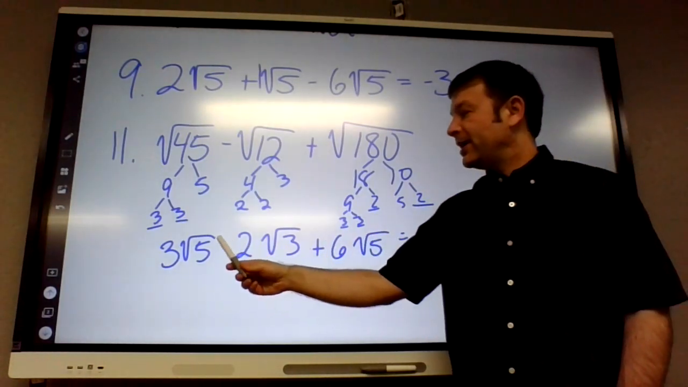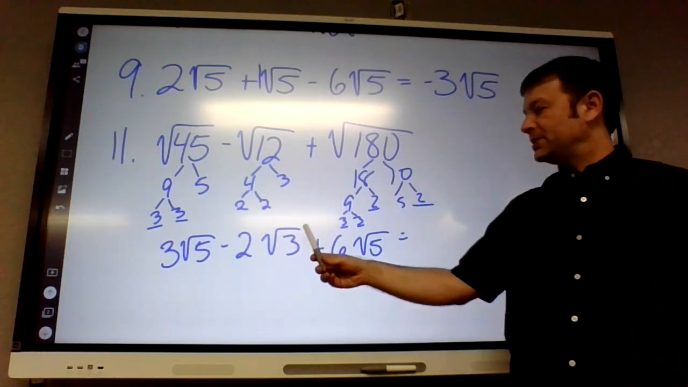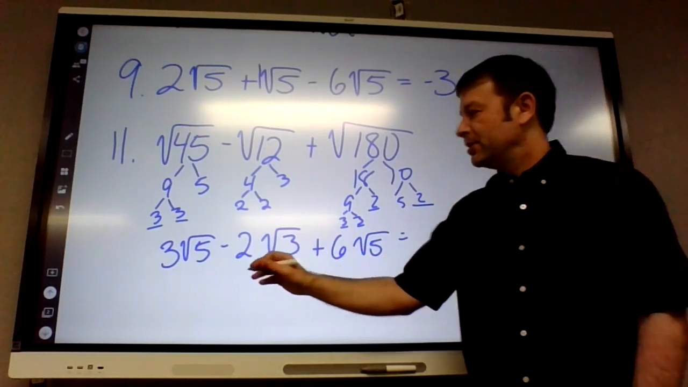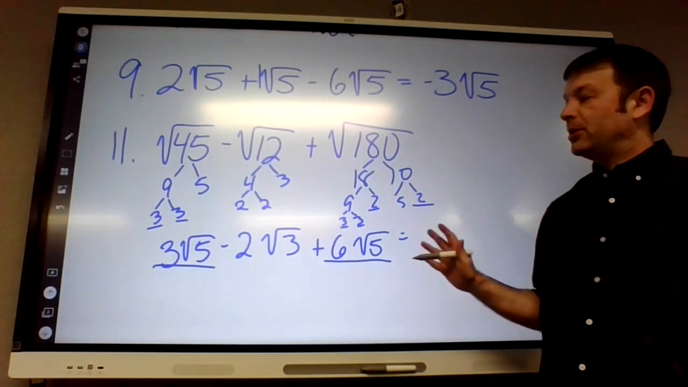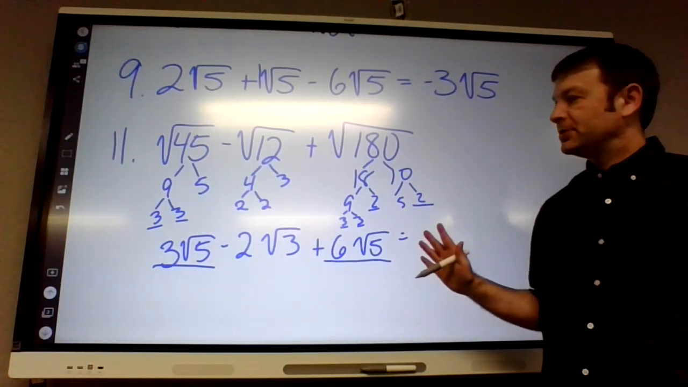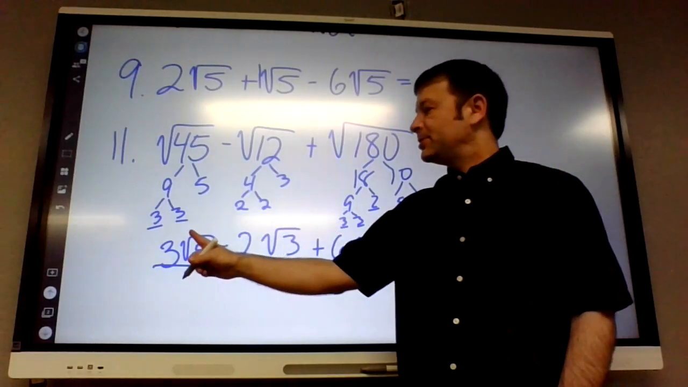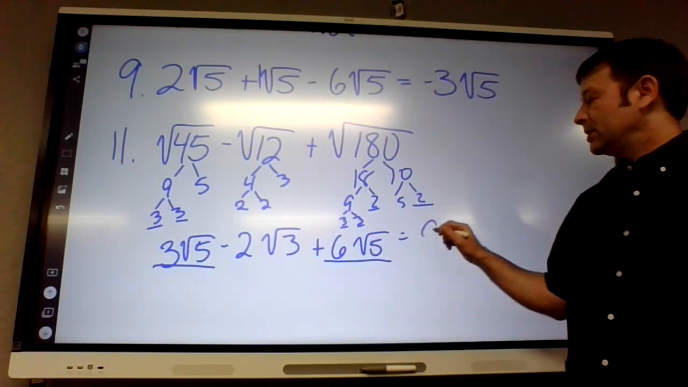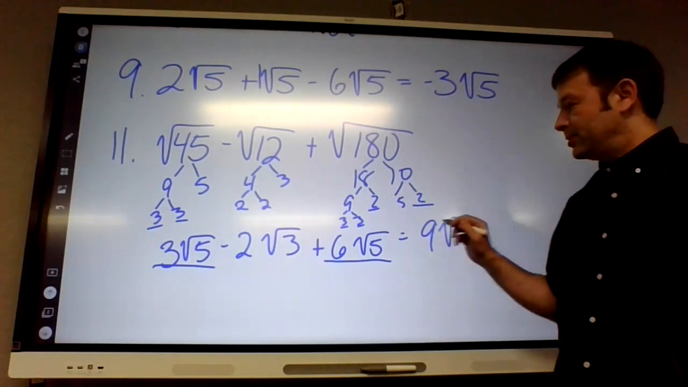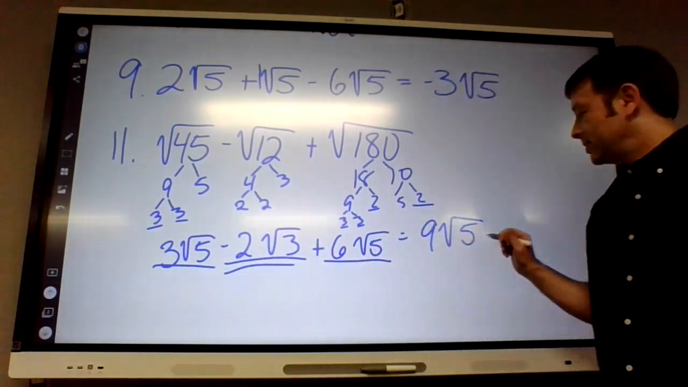So, are all these like terms? No. Only these 2 guys, right? So you have to multiply them all to be able to. No, we're not multiplying, these are add and subtract problems. We can only add the like terms, so what's 3 square root of 5 plus 6 square root of 5? 9 square root of 5. And then what am I going to do with this other guy? Bring it over. Just write it and copy it down.